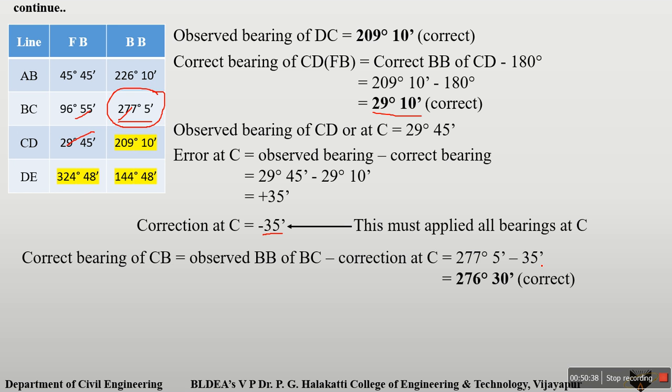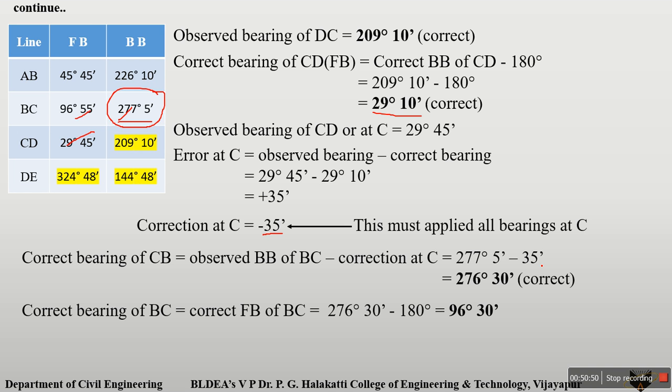So this bearing is our correct back bearing of BC. If we know the back bearing of BC, by using that we can calculate the fore bearing of BC directly. Back bearing of BC minus 180 degree. Why am I using minus 180 degree? Because the back bearing is more than 180 degree. Simplify this one, we are getting 96 degree 30 minutes. So actually observed is 96 degree 55 minutes, but our calculated or correct bearing is 96 degree 30 minutes.